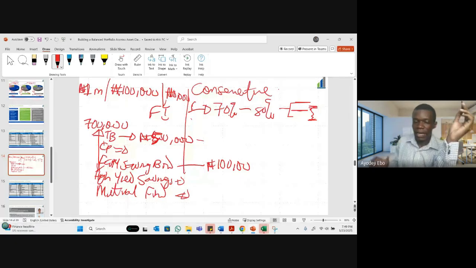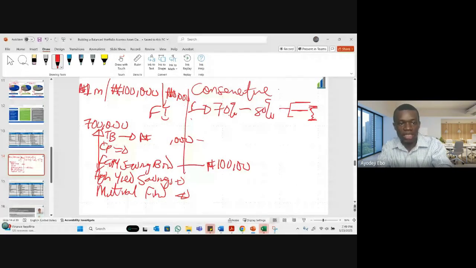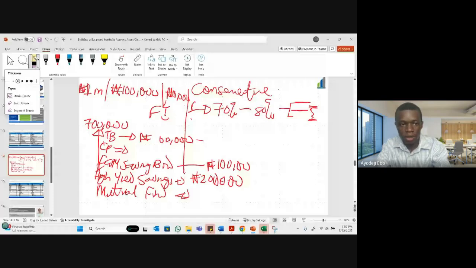Why I can be biased at times on mutual fund is that the return is not guaranteed. So if I see a guaranteed investment, because it is fixed income, like treasury bills, like FGN savings bond, like high yield savings, even if this is 200,000, I may want to invest more in that compared to investing in mutual fund.